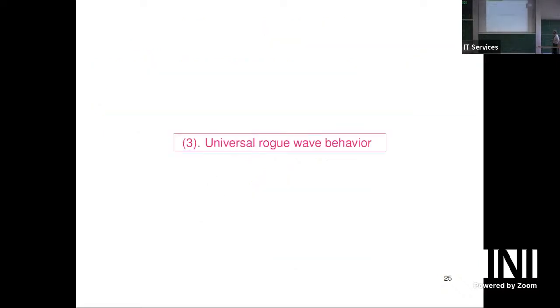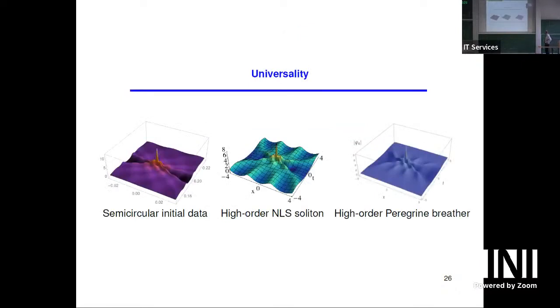Okay, so let's talk about universality. Here's that picture I just showed you. That's an exact solution. It came from what I'll call semicircular initial data, the semi-classical soliton approximation of a semicircle. This is another exact solution. This is a different problem. This is a high order NLS soliton. We'll talk more about that in detail, but you see the behavior out here is very different.